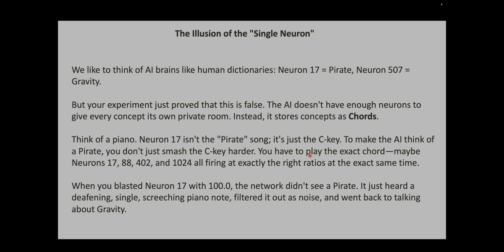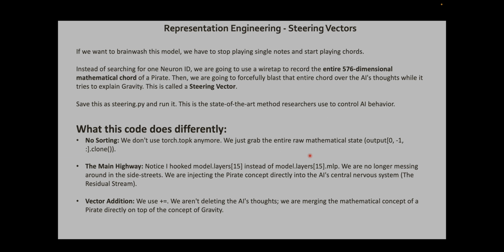So this is called the illusion of a single neuron. Now comes the concept of representation engineering, which we call steering vectors. If you want to brainwash this model, I now understand that just injecting a thought at a very last layer on a single neuron will not work. It's not a single neuron representing the concept. It is actually the chords, not a single note. If I just play a single note, it's not going to hallucinate. So if we want to brainwash this model, we have to stop playing single notes and start playing chords.